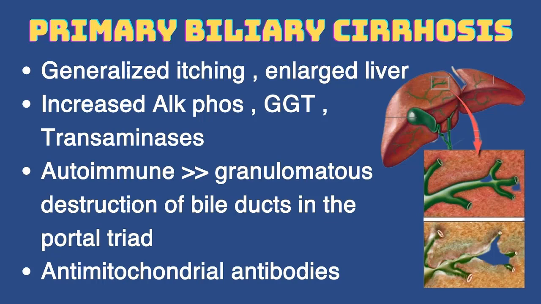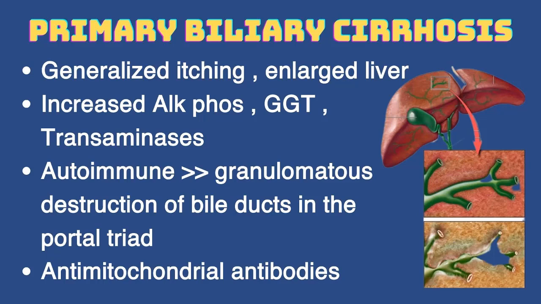Now, that's just too much work for those remaining ones, so now you're not able to handle the bilirubin, and now you have jaundice. So the reason why you don't have jaundice early on is you have such a reserve of triads that haven't been affected by the autoimmune destruction, and so there's no reason for you to have jaundice early. It comes late.